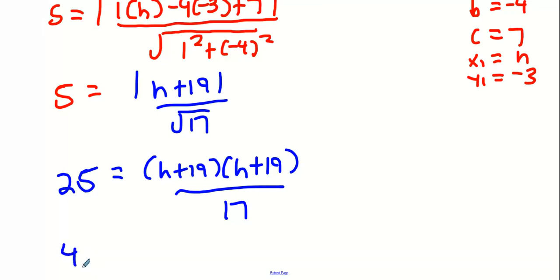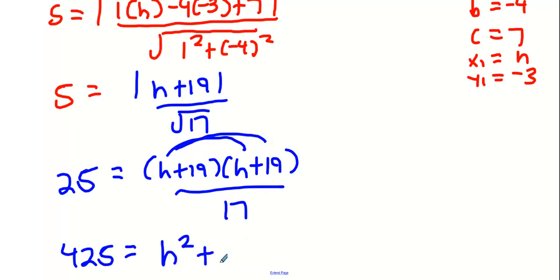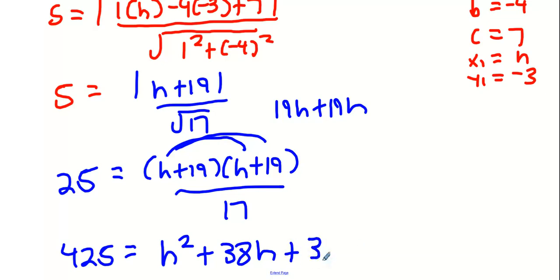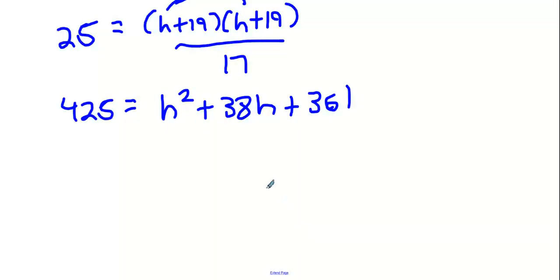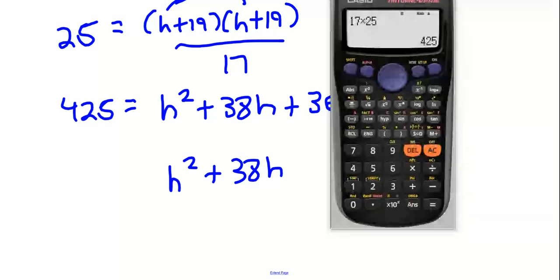425. I'm going to multiply out this here. What do we get? H squared, yeah. 19h and another 19h, which would be 38h. That's my two 19h's. What do you get for 19 by 19? 361, okay. I'm going to bring that 425 over the other side. It's going to be 361 minus 425 minus 64.